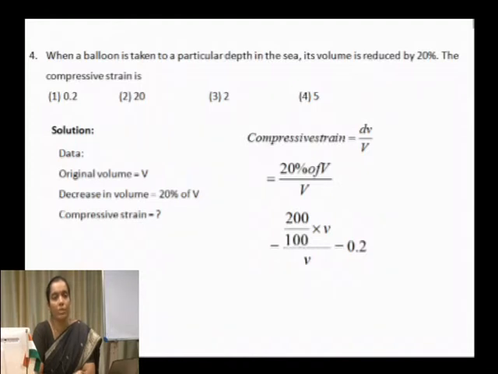So, the compressive strain is calculated as the change in volume to the original volume. So, we get it as 20% of volume by original volume V, 20% of V is calculated as 20 by 100. There is a mistake again in the slide, it is not 200 by 100, it is 20 by 100 into V by V. So, we get an answer of 0.2. So, the compressive strain here is 0.2.